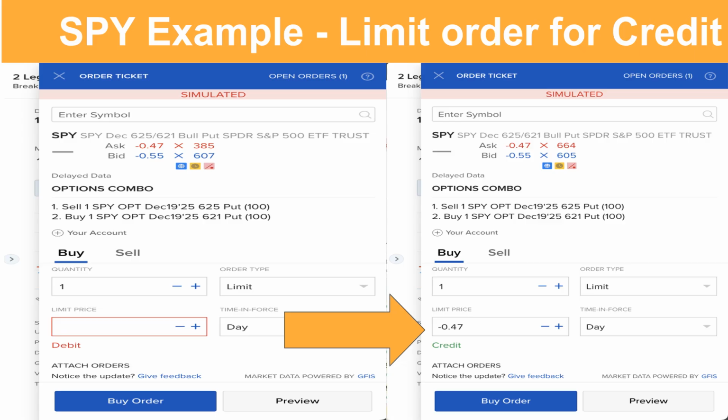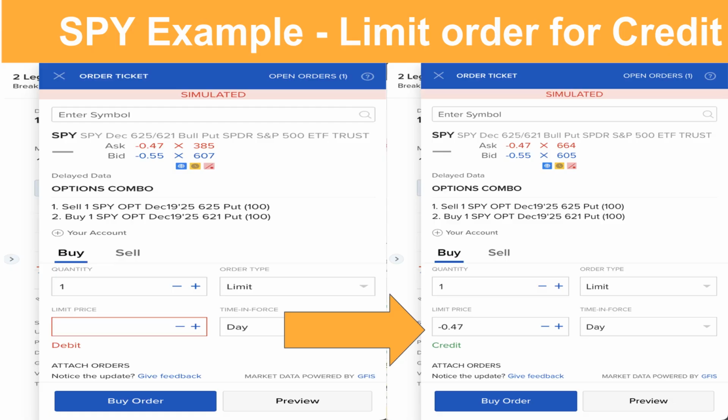Now, this is where you need to pay attention, because look at the limit price then, which is highlighted in red. Now, we filled it in on the right-hand side. This is what you need to pay attention with. You need to put in a minus number before that, because it is a credit trade. We're taking in money, and you put in your limit price, for example, of minus 0.5 or whatever that number is for the particular trade.